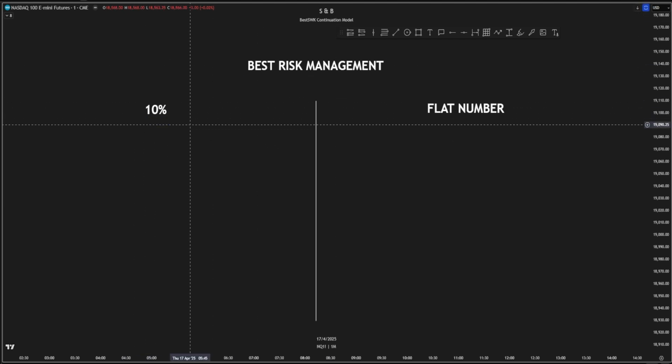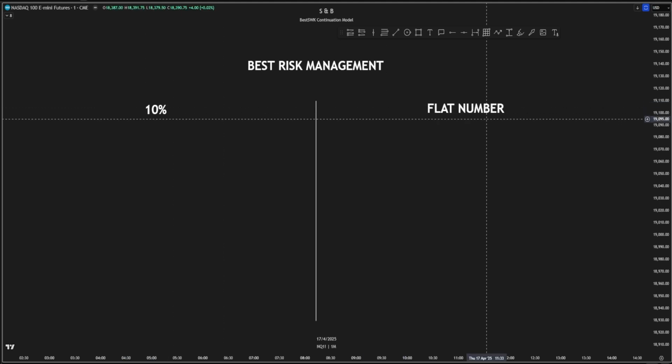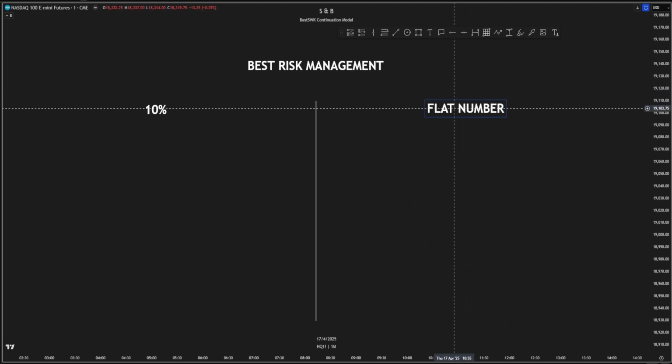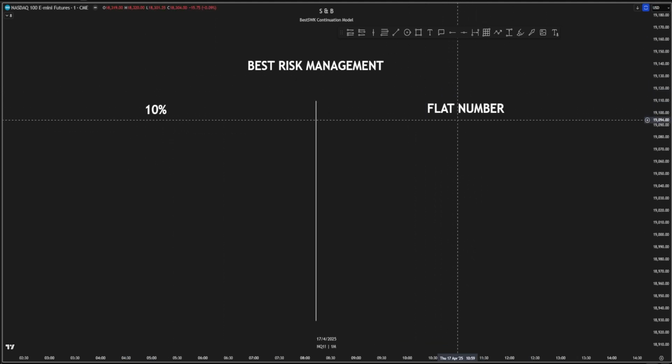We're going to be comparing two different models, a 10% of available drawdown versus a flat number model, and the benefits of each and what I actually utilize to get my funded accounts and get payouts.